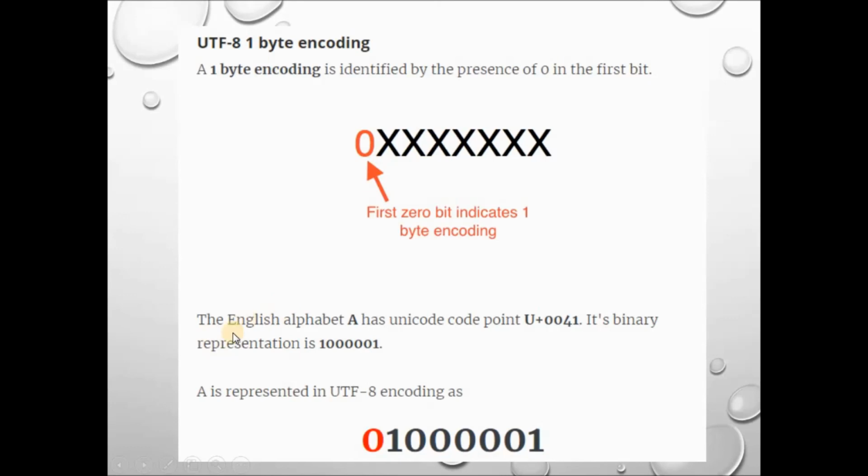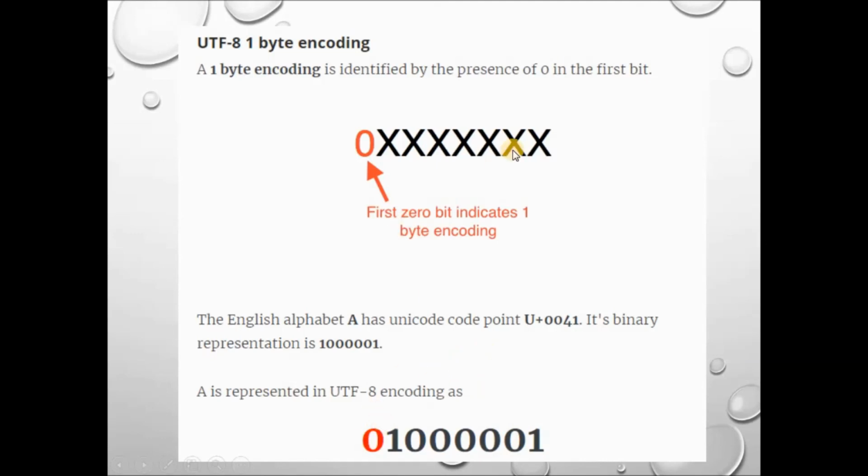Here you see the English alphabet A, its Unicode point, and its binary. These are 8 bits, 1 2 3 4 5 6 7 8 characters. So if it is 1 byte, then we have to place a 0 like this.